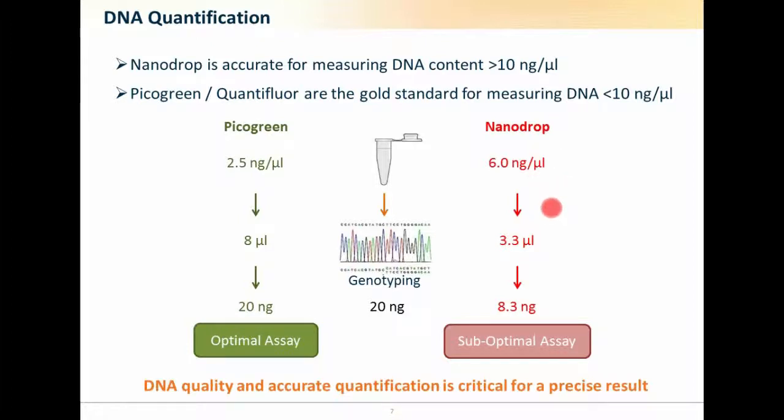And so taking this value, you would only put 3.3 microliters in, and actually this would only give you a total of 8.3 nanograms for this particular assay. And so this would then lead to the assay being suboptimal. And if you were at the lower end of your limit of detection, this would actually lead to you getting a false negative result. And so it's absolutely critical that the DNA quantification prior to loading your sample into your assay is accurate.